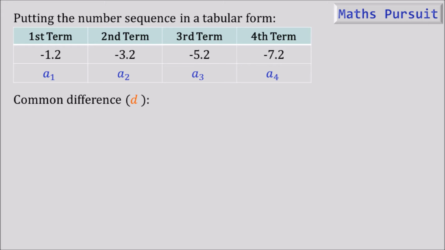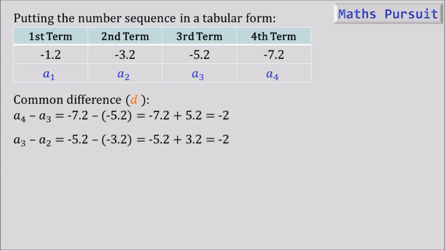Always we are finding out the common difference from the end of the number series or from the end term. Here the end term is the fourth term, so we are going to find out the difference between the fourth term and the third term. That means A4 minus A3, that is equal to minus 7.2 minus minus 5.2, so that is equal to minus 7.2 plus 5.2, that is equal to minus 2.